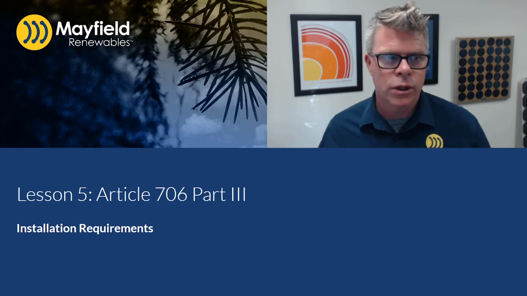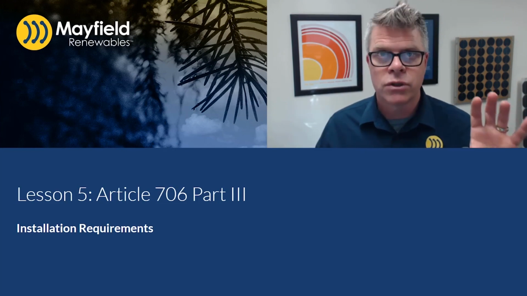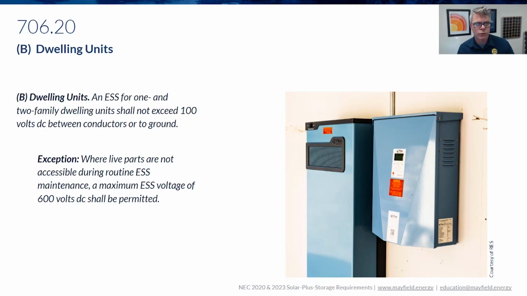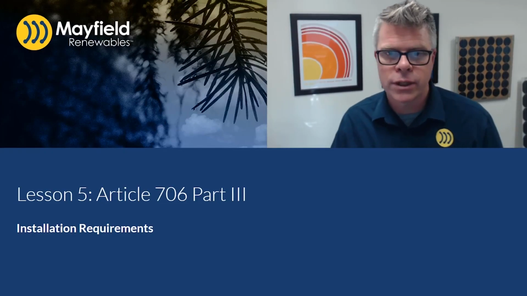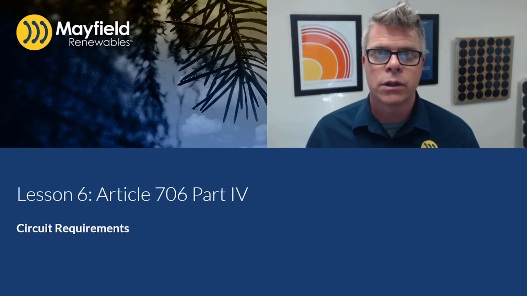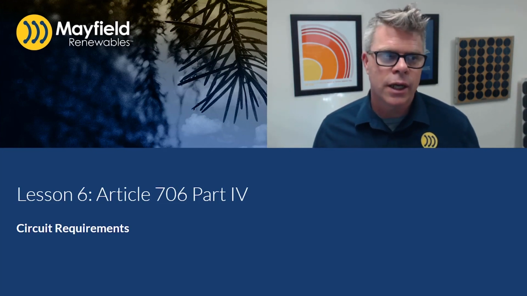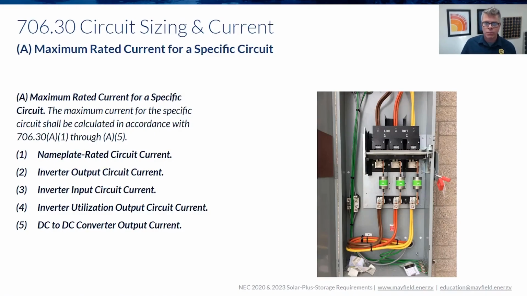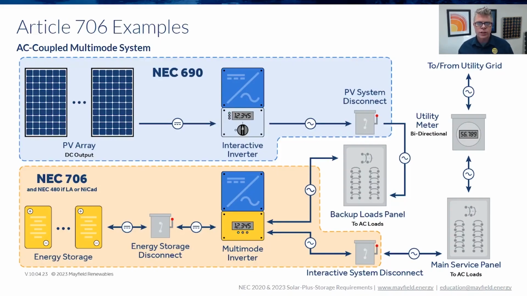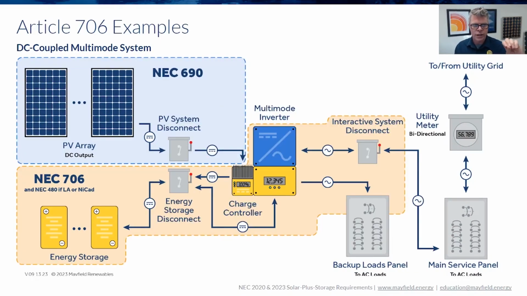We're going to talk about some of these installation requirements, setting the stage for what these requirements are, how we're going to apply the different code sections. So this is Part 4. So this will round out our talking about 706, getting into circuit requirements, and then we'll show some of those images where 706 applies for the different systems, to give you that visual representation.